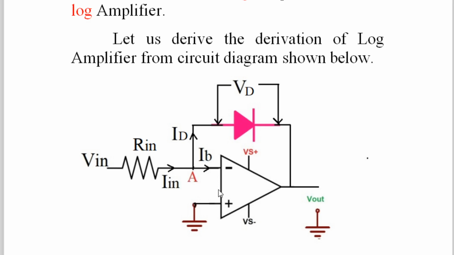Now when we proceed with the derivation of the log amplifier, remember what we have to prove. We have to prove that this output voltage Vout is directly proportional to the log of Vin, either log to the base e, that is natural log, or log to the base 10. If it is log to the base e, you can convert it into log to the base 10 by multiplying by 2.303, which is a constant. That is our target.